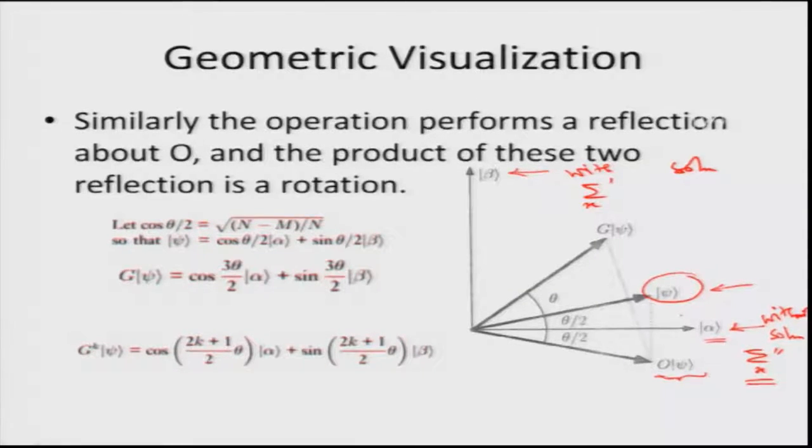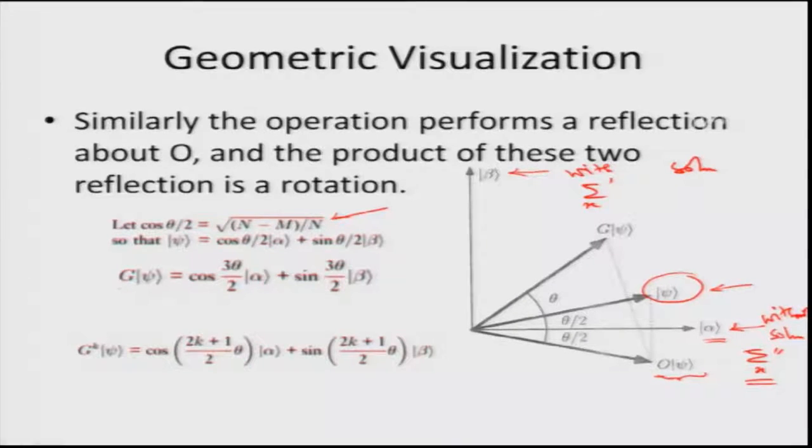See, if we consider an angle theta such that cosine theta by 2 is the weightage factor, square root of (n minus m) over n, then we can tell that the wave function is cosine theta by 2 alpha plus sine theta by 2 beta. Okay. So that is how we have set up the wave function.